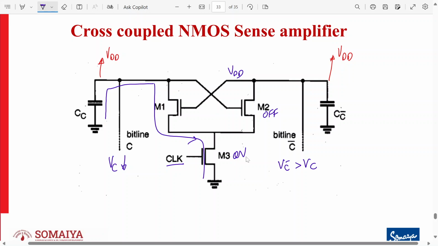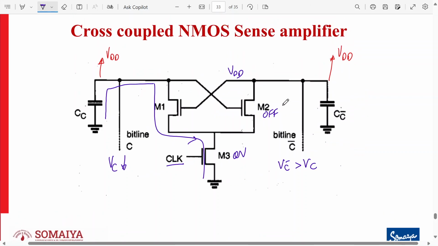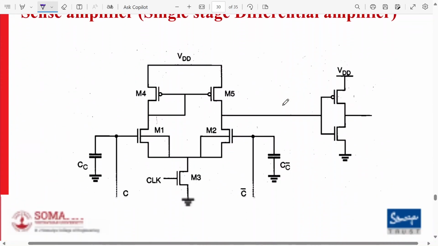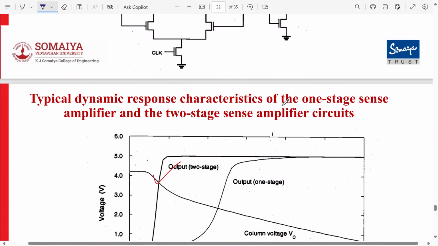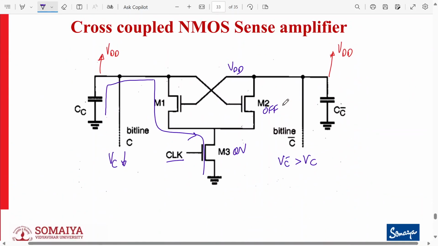In most SRAM arrays, cross-coupled sense amplifiers are used in conjunction with the differential sense amplifier. That means this is also used together along with the sense amplifier which we have studied over here, this one. Now, the cross-coupled sense amplifier amplifies the small voltage difference between the two already existing bit lines. This voltage difference must still be translated to a logic level.